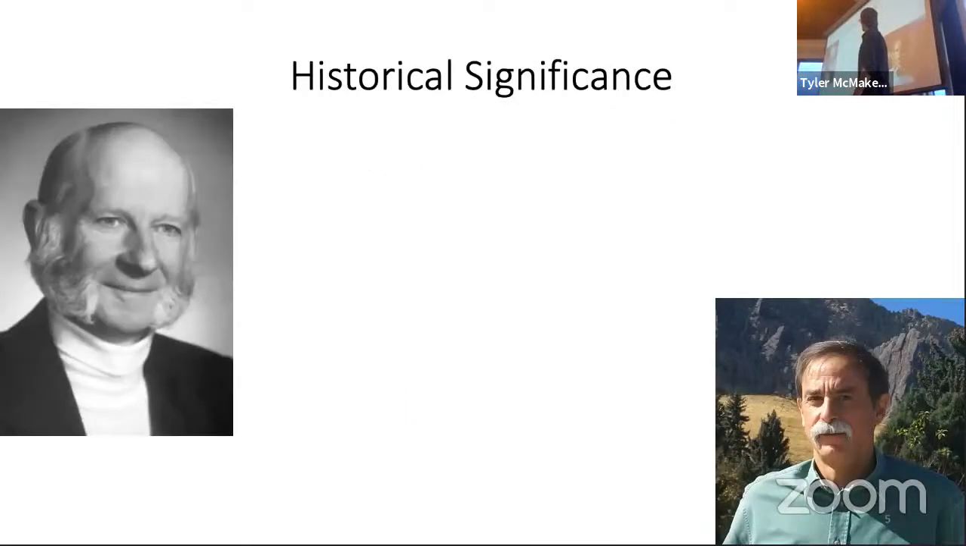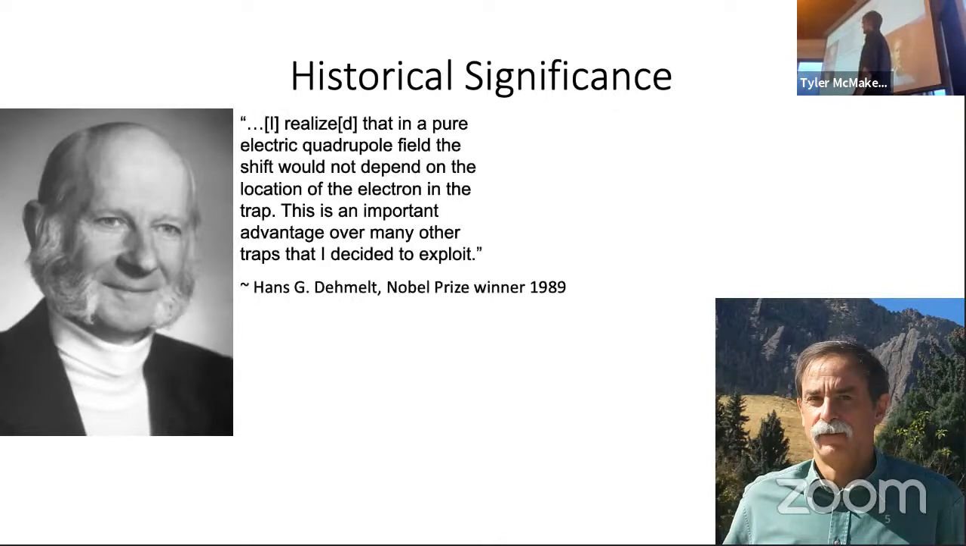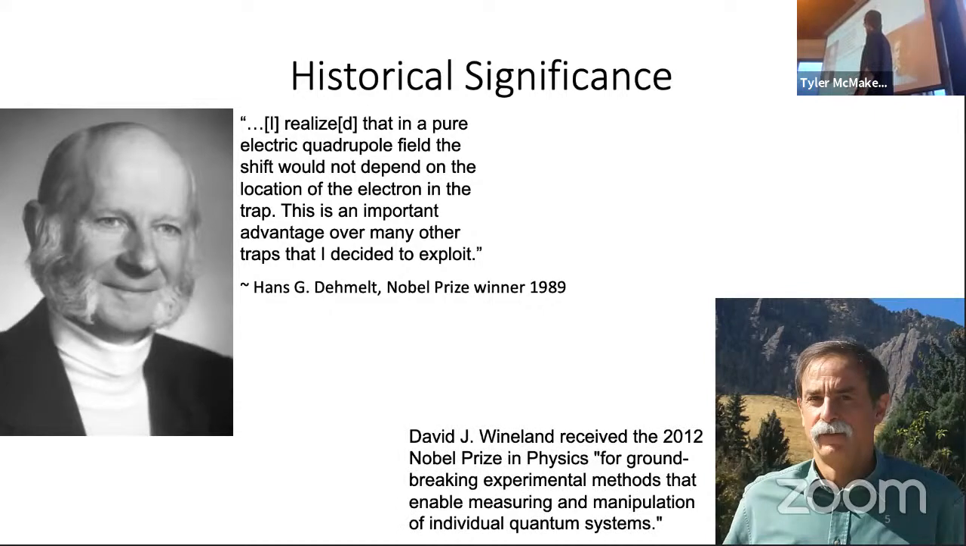So first let's discuss the history. There's a man, Hans Dehmelt. He was a Nobel Prize winner in 1989. And this is just an excerpt taken from his Nobel Prize talk, discussing why he chose the Penning trap for his research. There's also someone that you guys may have heard of before, David J. Wineland. He got the Nobel Prize in 2012 for trapping ions and cooling them, and allowing methods to interact with just individual quantum systems. So there's some Nobel Prizes involved with this type of research.